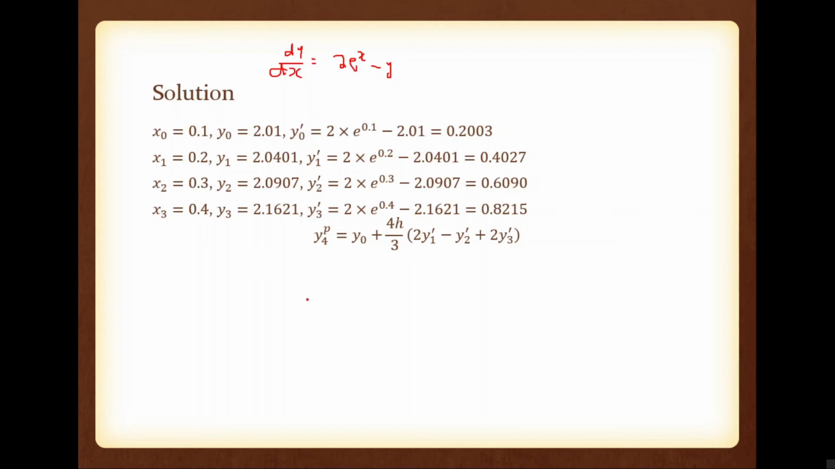So what is the value of y4p? y4p is equal to 2.01 plus 4 into 0.1 divided by 3 into 2 into 0.4027, that is y1 dash, minus 0.6090, that is y2 dash, plus 2 into 0.8215, that is y3 dash. So that is equal to 2.2553. Please note, this is the value of y at x equal to 0.5. This is the value given by the predictor.